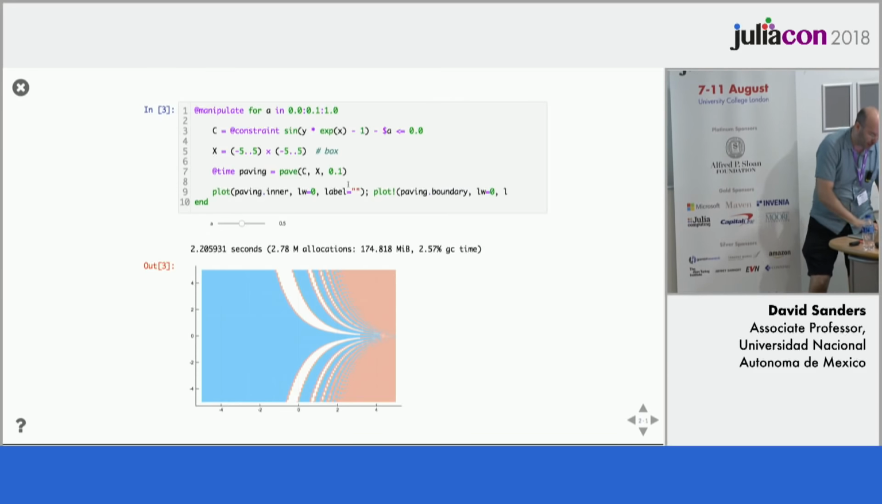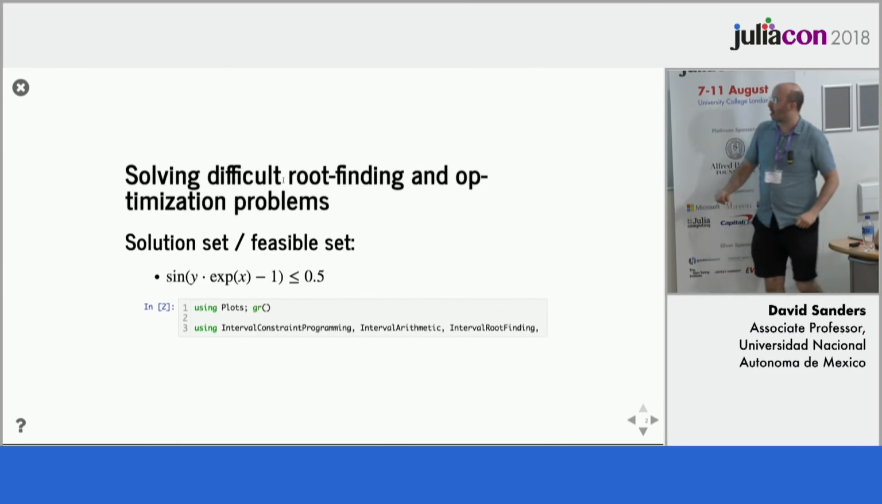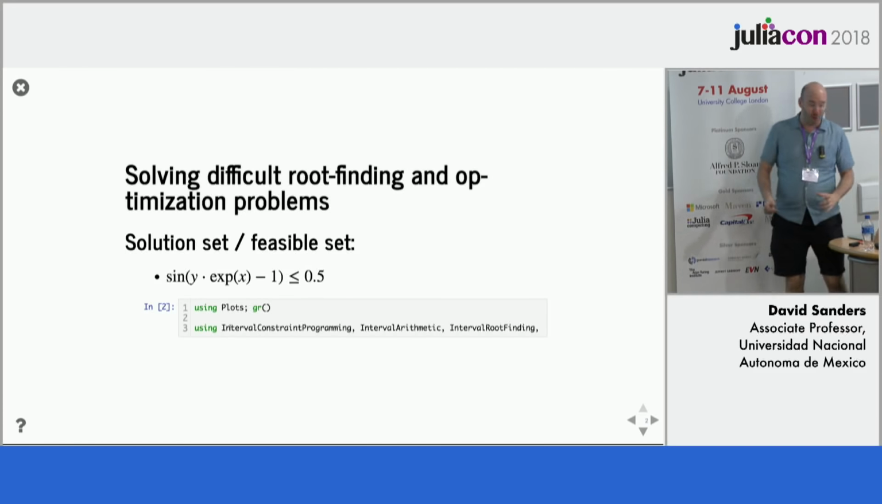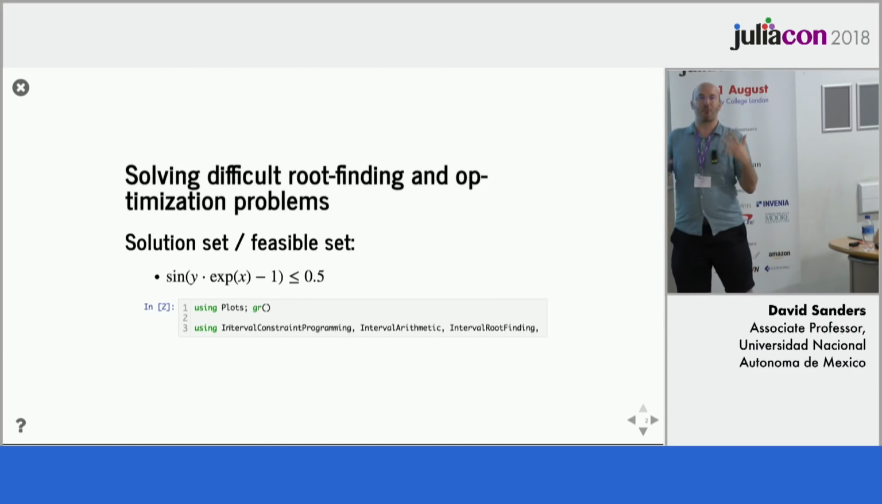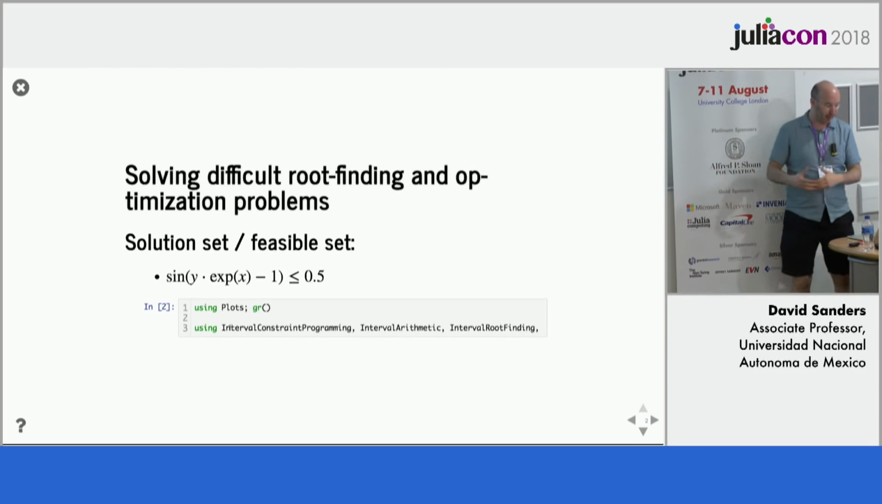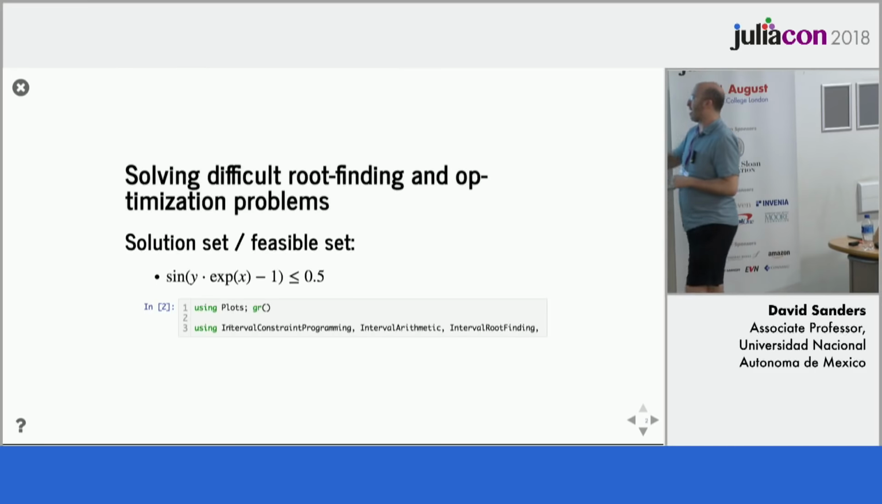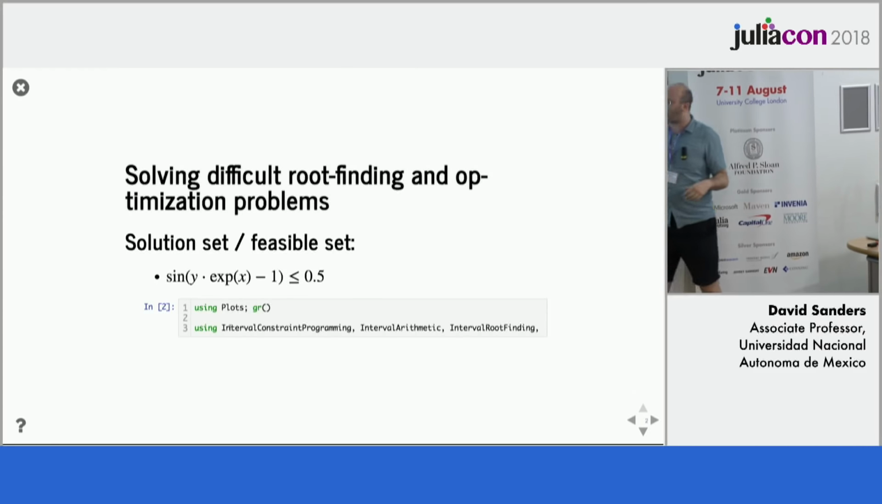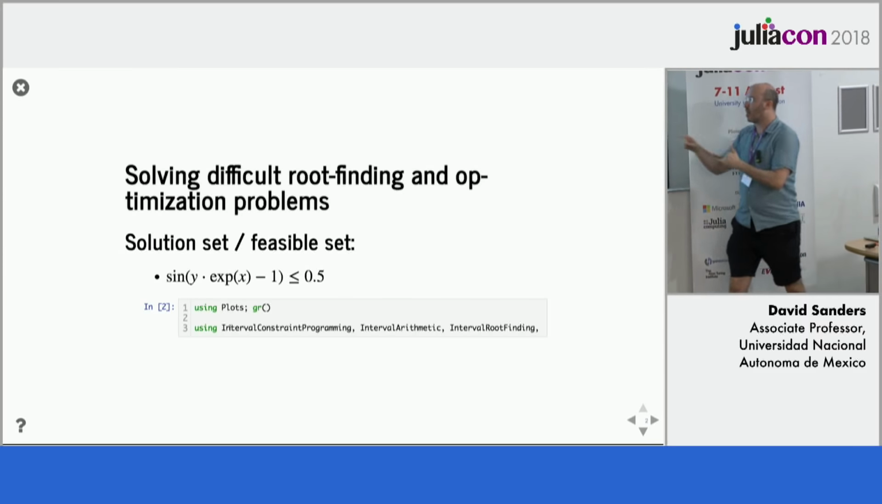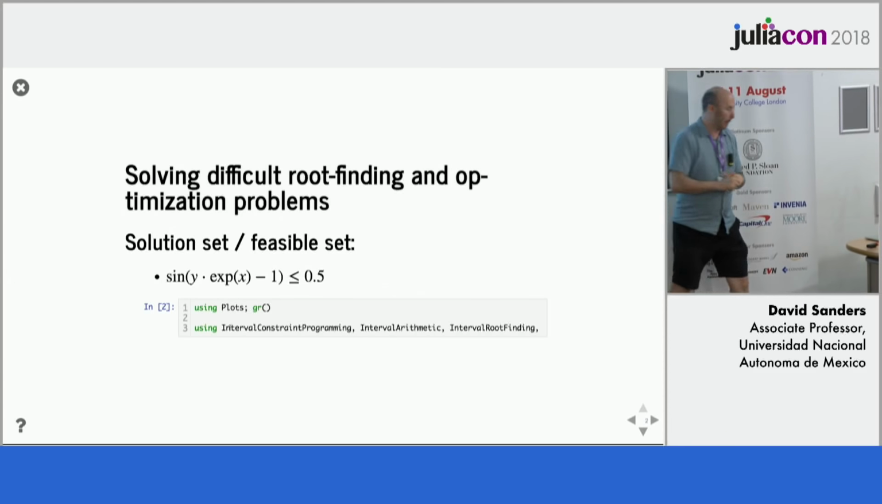The packages that I'm going to be using are these ones that all begin with the word interval. Interval arithmetic is the basic one. That provides the basic underlying arithmetic on intervals that I'll talk about later. And then built on top of that, we have a package for finding roots of functions, a package for global optimization of functions, and a package for so-called constraint propagation.